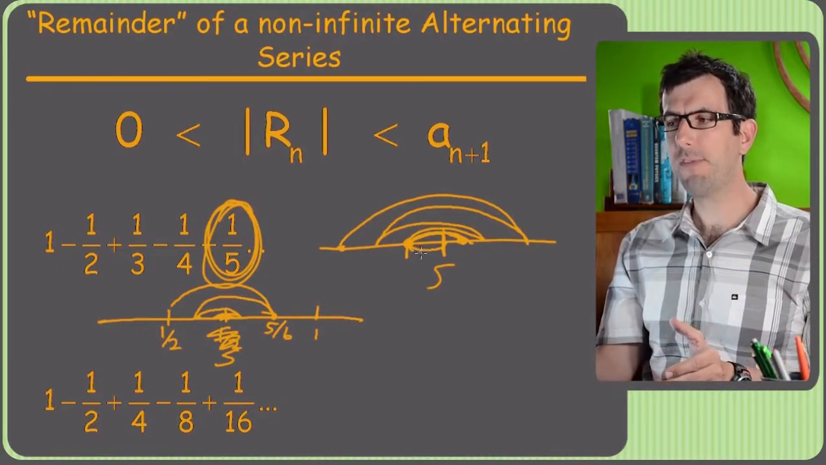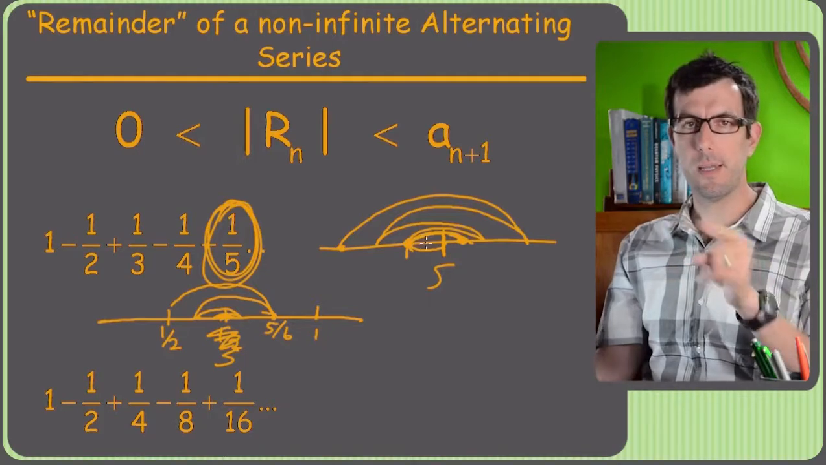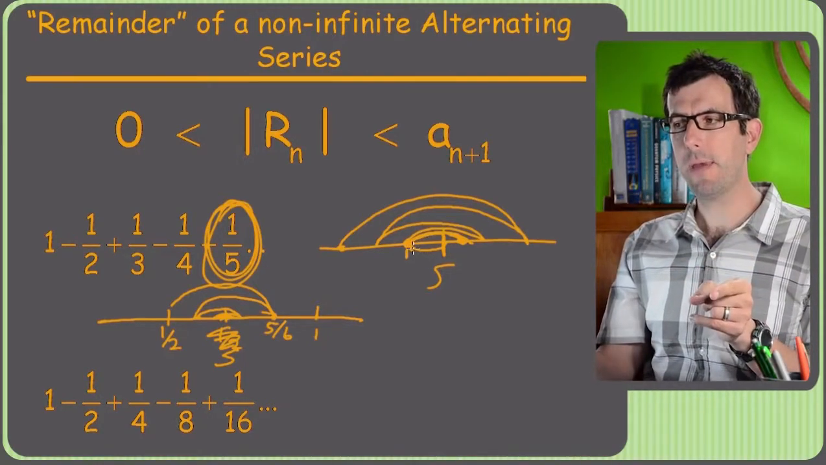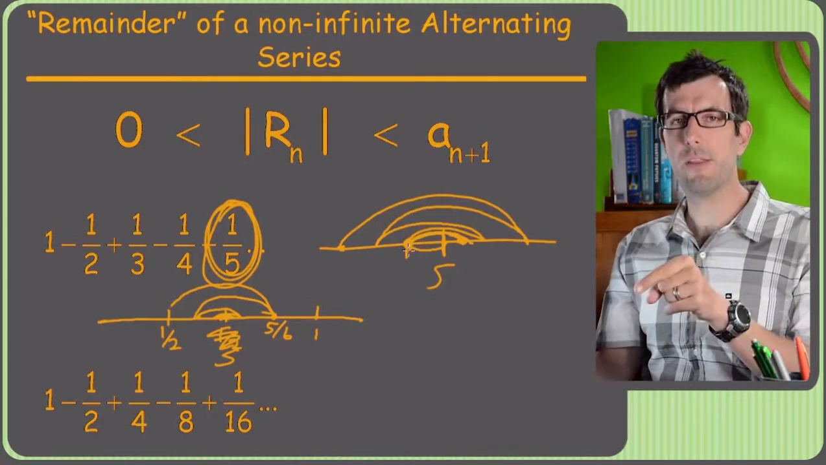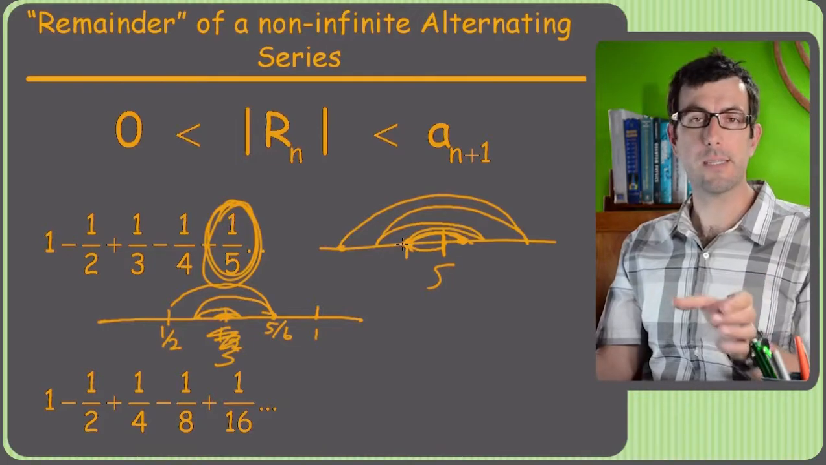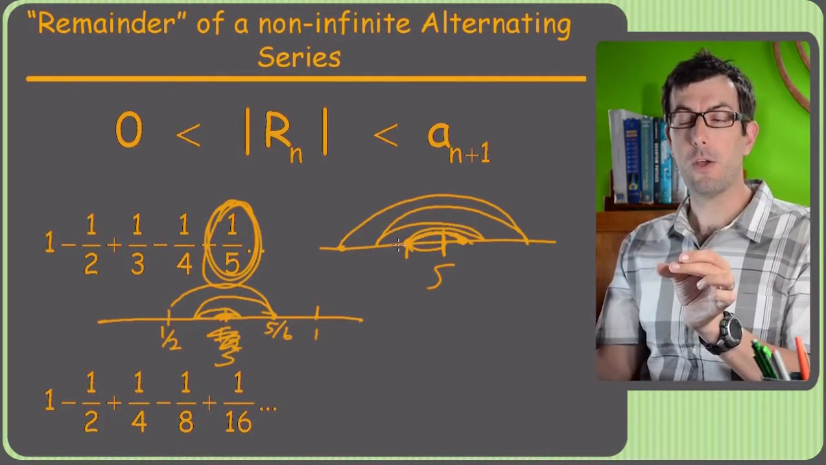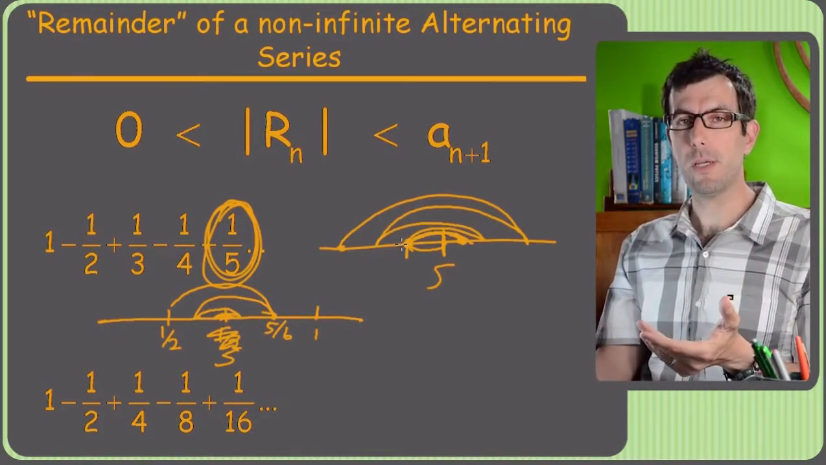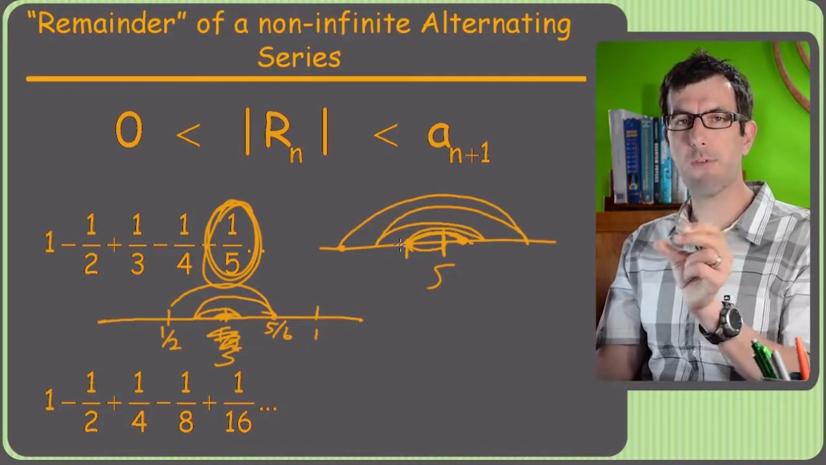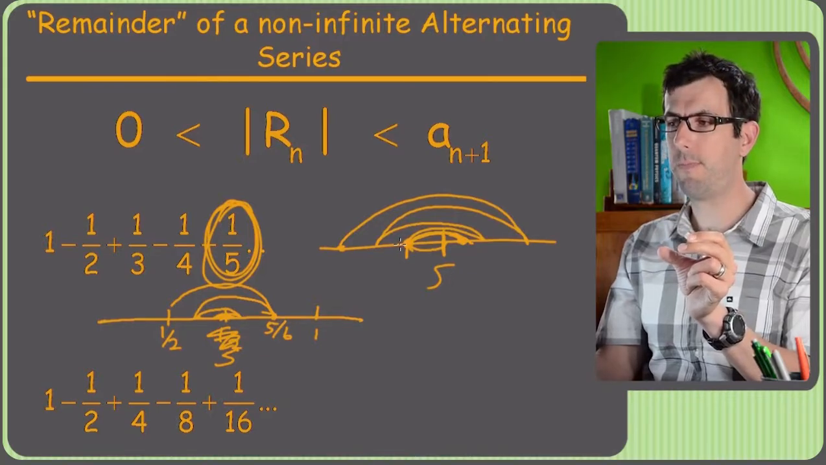Or if I've done 10 of my back and forths, I know that the correct answer must be somewhere between where I am and where I'll be after the 11th jump. So if you want to know the error after 10 terms, it's got to be the 11th term. Or if you've done 25 terms, the furthest you could be away from the true sum of the series is however big the 26th term is.